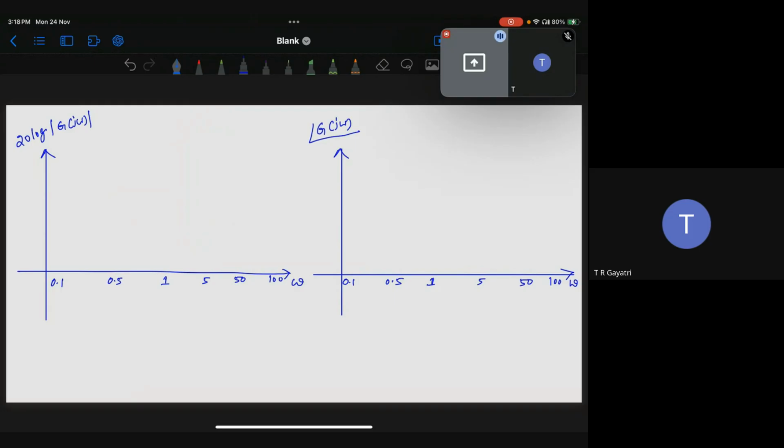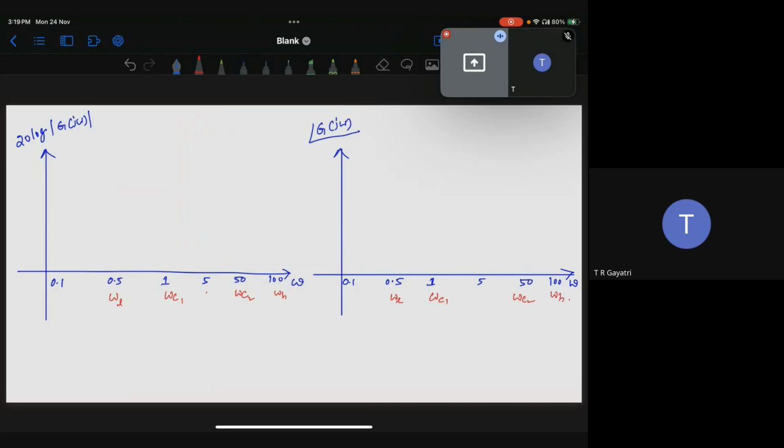Now look at the previous values, where we have done the calculations. This is omega L, omega C1, omega C2, and this is omega H. Let me write it down: omega L, omega C1, omega C2, omega H.